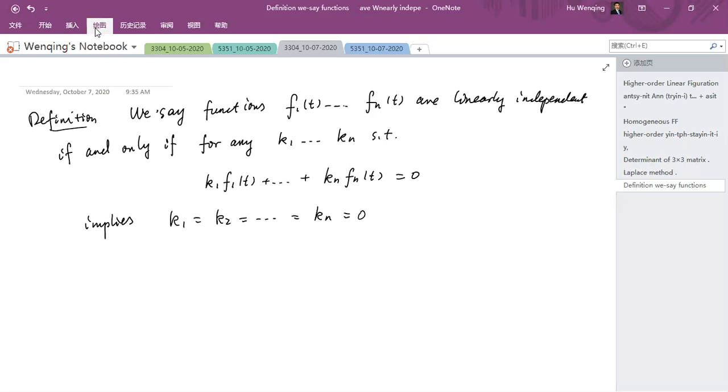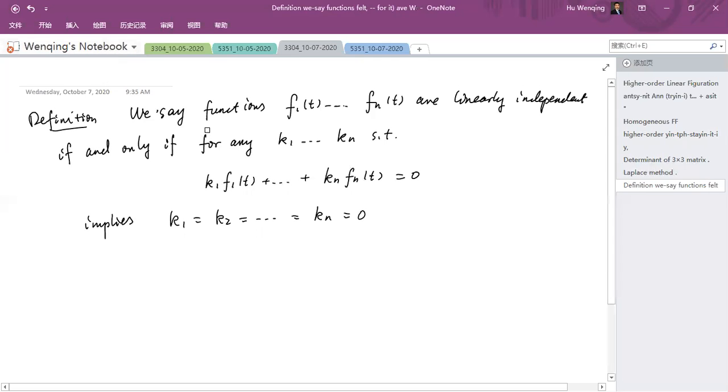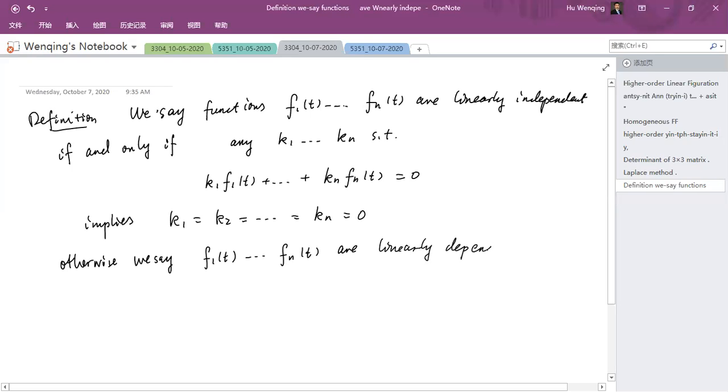So that says that if you have any k1 to kn, and I want the identity k1 f1 plus dot dot dot plus kn fn equal to 0, then it implies that k1 is equal to k2 is equal to kn is equal to 0. All these constants are equal to 0. Otherwise, we say the functions f1 of t until fn of t are linearly dependent. That's the difference between linearly independent and linearly dependent functions.